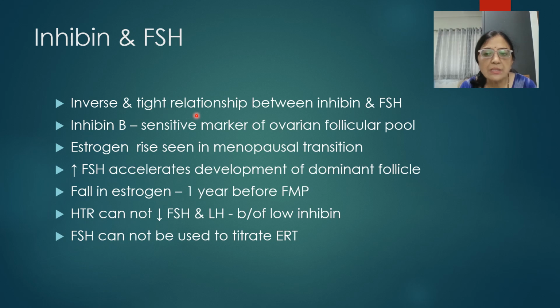There is an inverse as well as tight relationship between inhibin and FSH. That means a small change in inhibin is also reflected by an inverse change in FSH. Inhibin B is a sensitive marker of the ovarian follicular pool. Estrogen, on the other hand, shows a rise in menopausal transition. Estrogen level initially rises with the rise in FSH level, and rising FSH accelerates development of the dominant follicle. A fall in estrogen is seen 1 to 2 years before the final menstrual period.